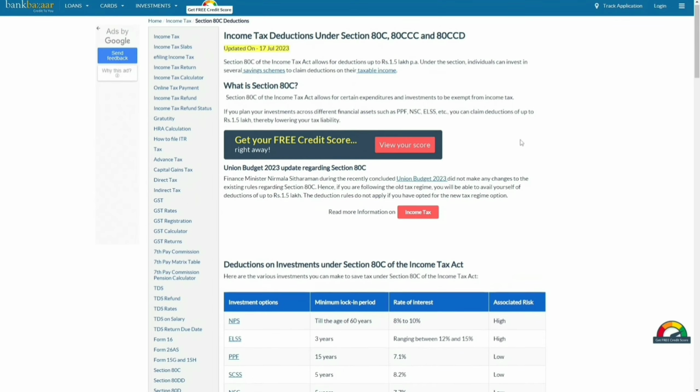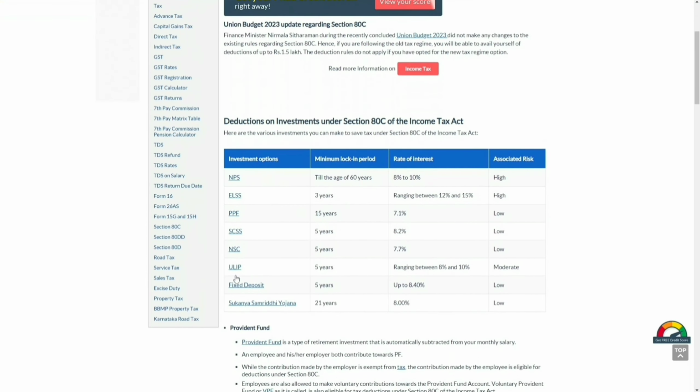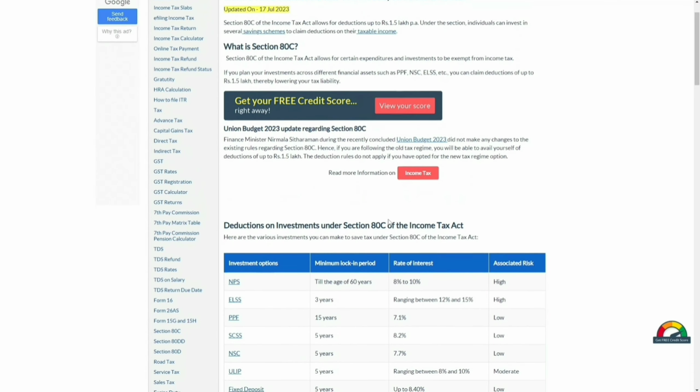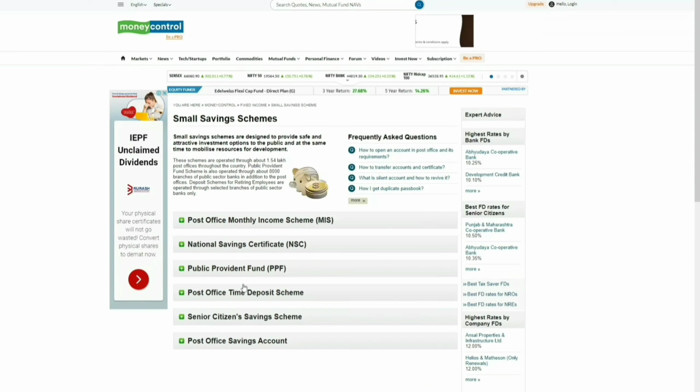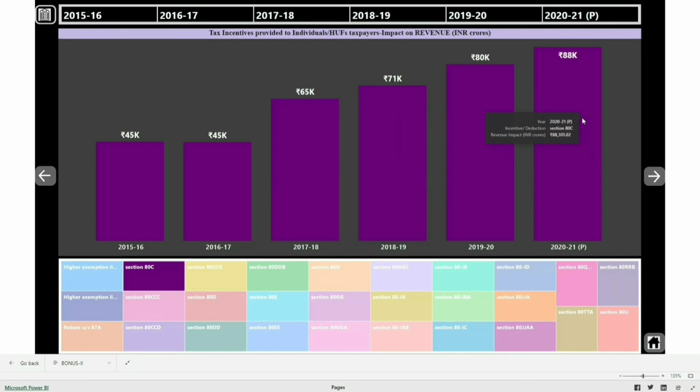So let's look at the deductions being provided under the section 80C, right? Here you can see if you invest into these, you can claim these as a deduction under the section 80C. Among these investment options, there is PPF, Senior Citizen Savings Scheme and National Savings Certificate, right? And all of these happen to be small savings schemes. Although government is forgoing a bit of tax revenue, let's say for the year 2021, it happens to be 88,000 crores, right?